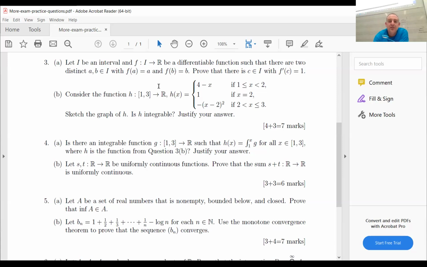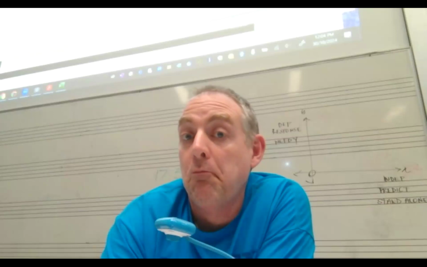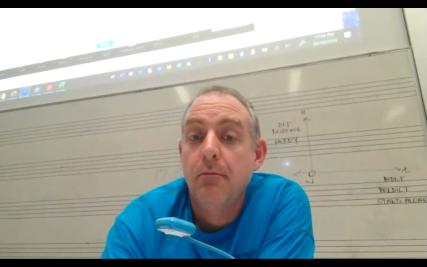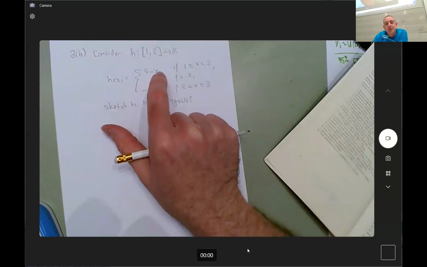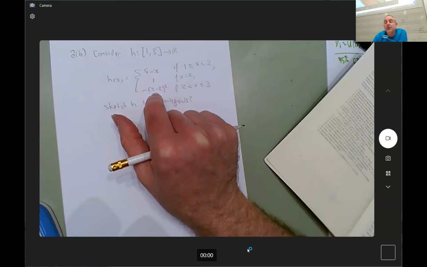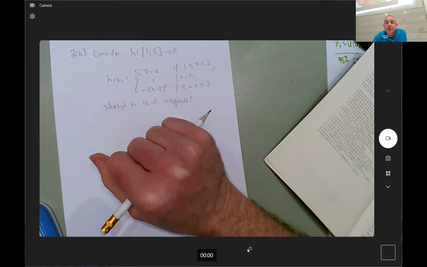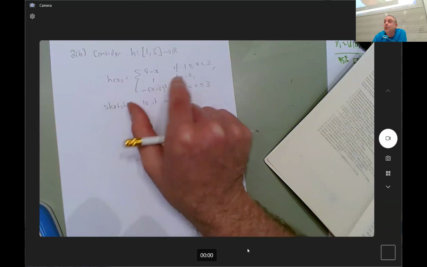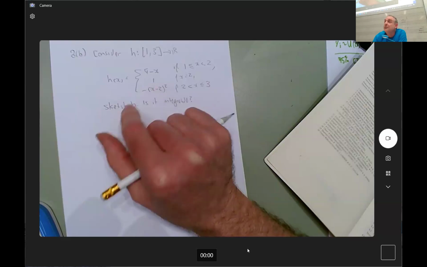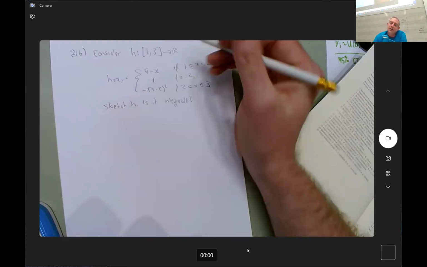Well, even without sketching it, my guess is that it is indeed integrable. The reason I think that is that this is a continuous function here, and this is a continuous function here, and I'm almost certain that functions are integrable as long as they only have a small number of discontinuities. And the only place it can possibly have a discontinuity is where x is equal to 2. Seems reasonable to me, but I shall still sketch it anyway.